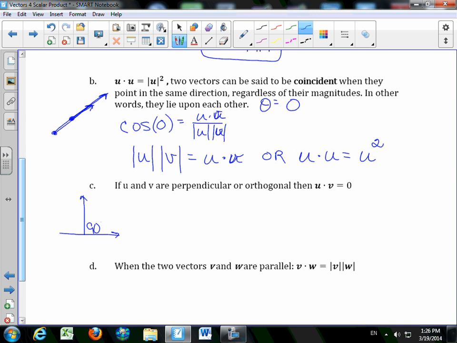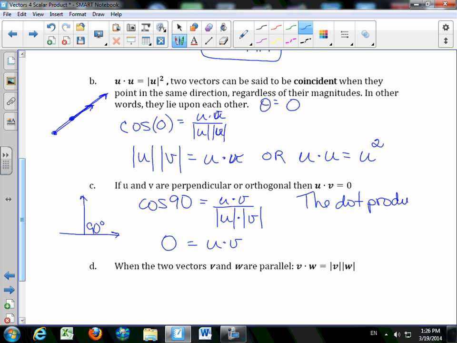So if we plug that in, we would have cos 90 is equal to u dot v over the absolute value of u times the absolute value of v. Now what does the cos of 90 degrees equal? 0. So if we cross multiply, you're going to get 0 equals u dot v. So what they're saying here is the dot product will equal 0 when the vectors are perpendicular.